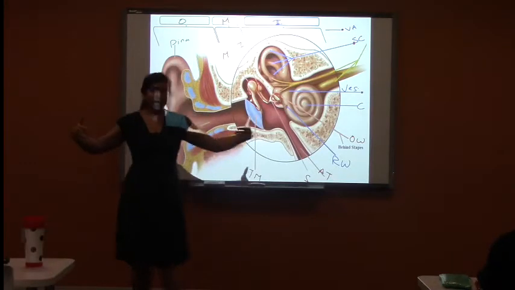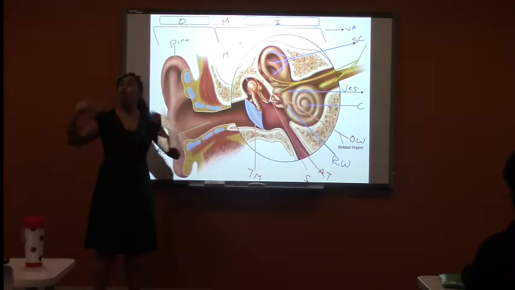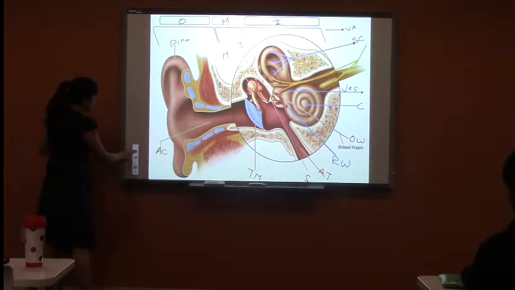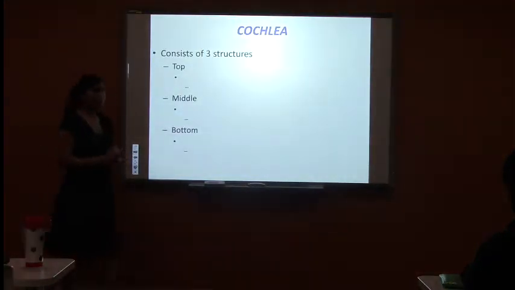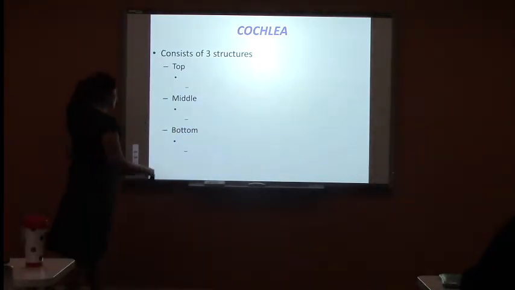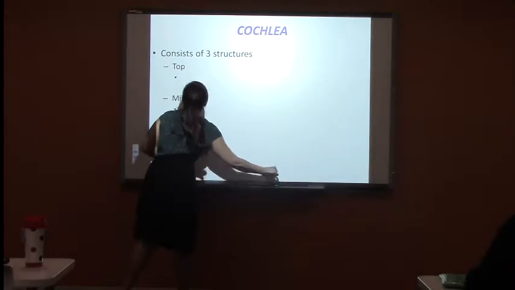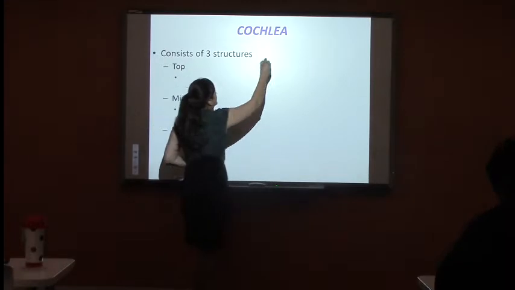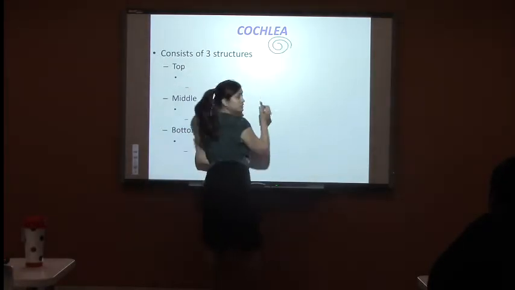Off into two different segments, then it's either the vestibular duct or the cochlear nerve. Make sense? Okay. And I'm going fast because the cochlea still has to be explained in more detail. The cochlea consists of three structures. So what happens? The cochlea is a snail-like structure, correct?